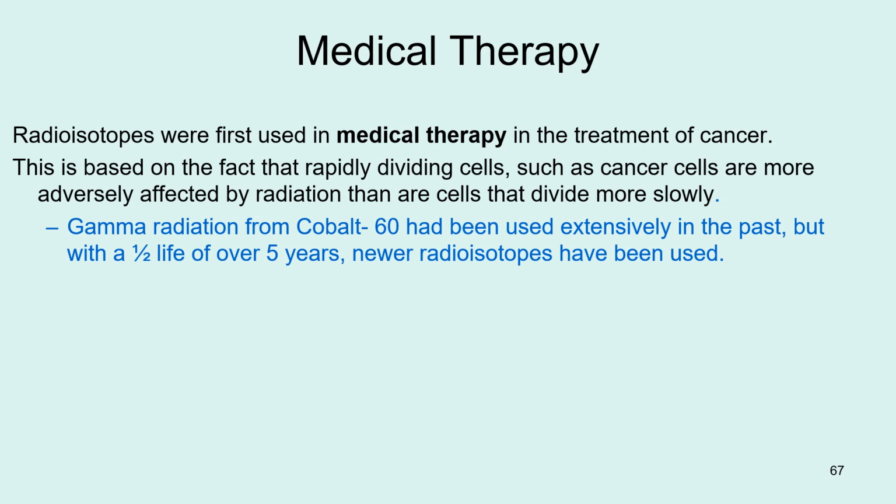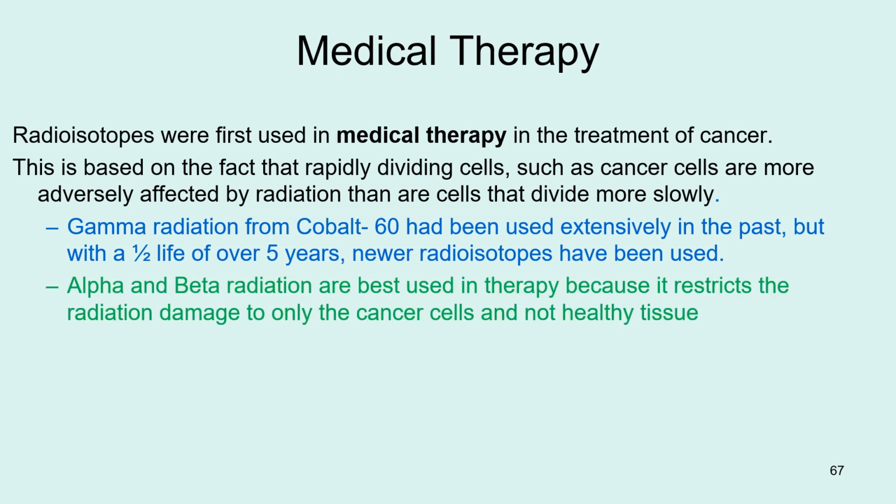So here, let's talk about this. Gamma radiation from cobalt-60 has been used. It has a really long half-life, so it's been discontinued. Newer radioisotopes have been used. And in this case, alpha and beta radiation are the best because it restricts how far the radiation will escape the area of treatment.